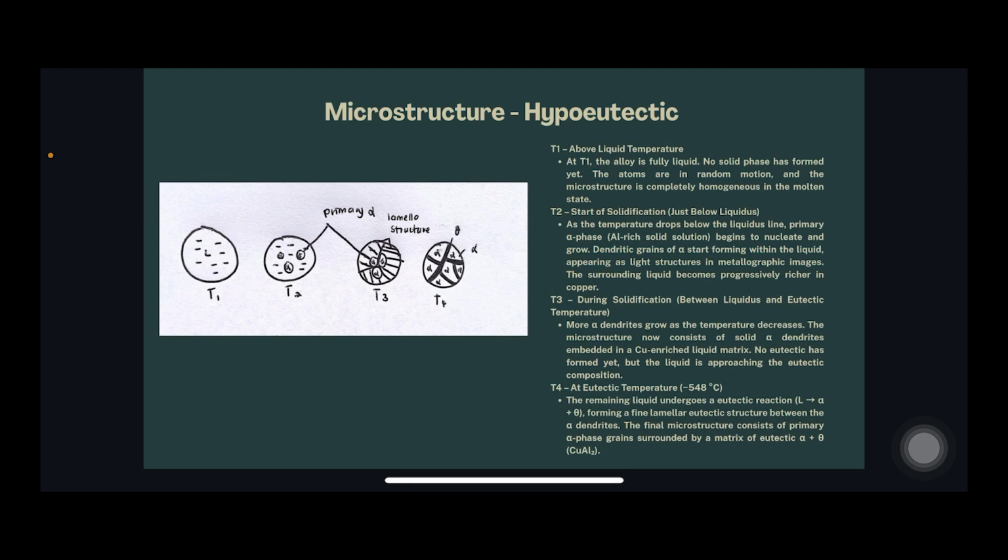And lastly, at temperature 4, which is at the eutectic temperature, the remaining liquid undergoes the eutectic reaction, forming a fine laminar eutectic structure between the alpha dendrites. The final microstructure consists of primary alpha phase grains surrounded by a matrix of eutectic alpha plus theta.